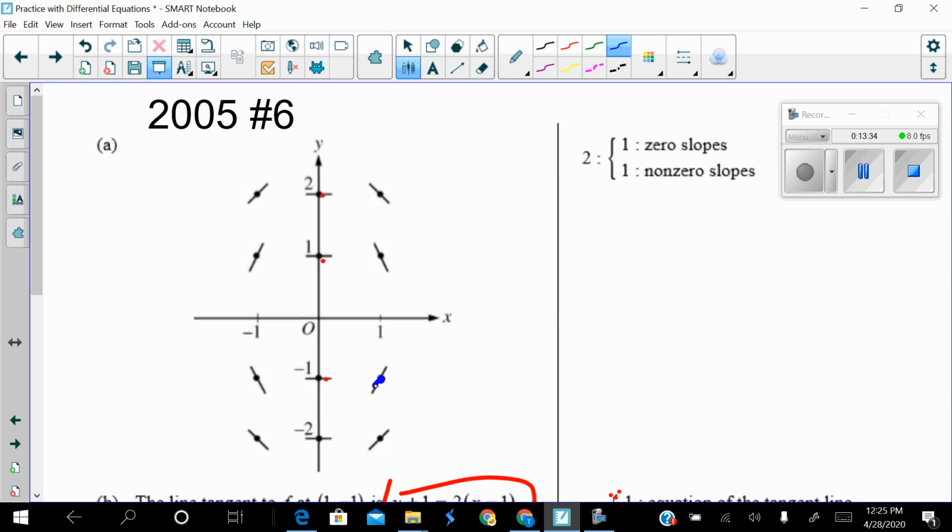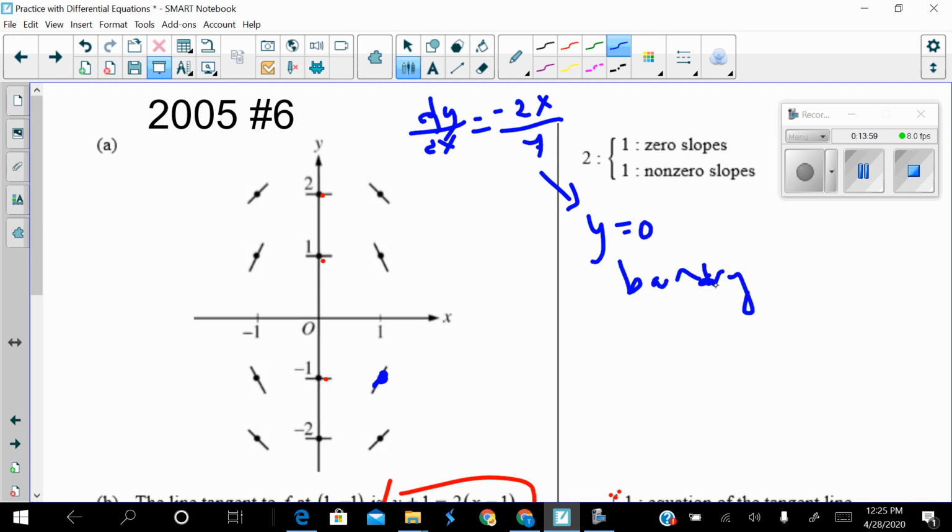If they had asked me to sketch the solution, this is just a little thing, but remember how the derivative was equal to negative 2x over y? Any value that makes the denominator of your derivative 0, so y equals 0, is going to be a boundary. In other words, your solution can't go past it. So when I draw, if they had said sketch the solution, I would make sure I go through the point 1, negative 1.